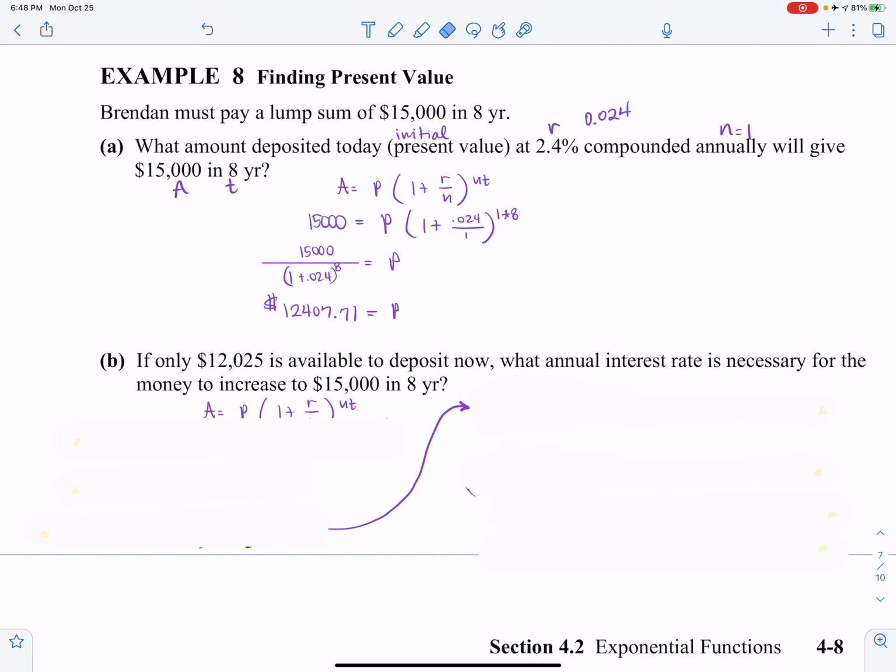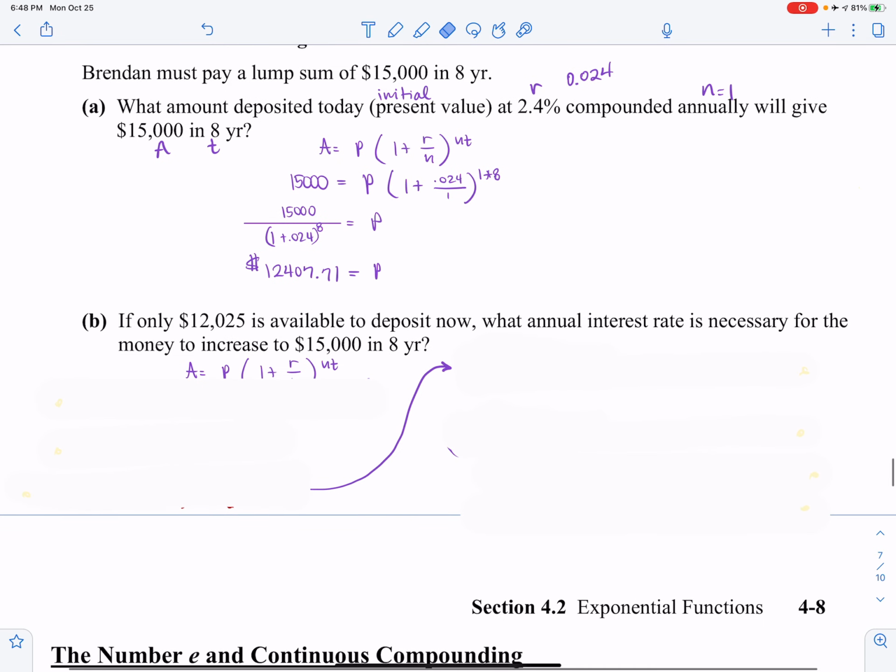Well, what if there's a problem? What if he's only saved $12,025 to be able to deposit today? What interest rate does he need to have to be able to still have that $15,000 in 8 years?